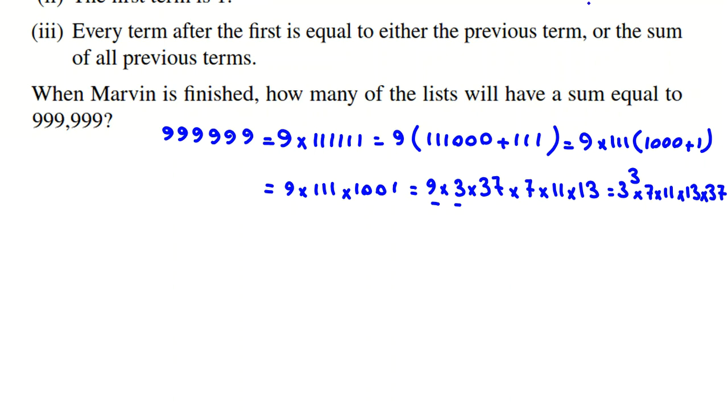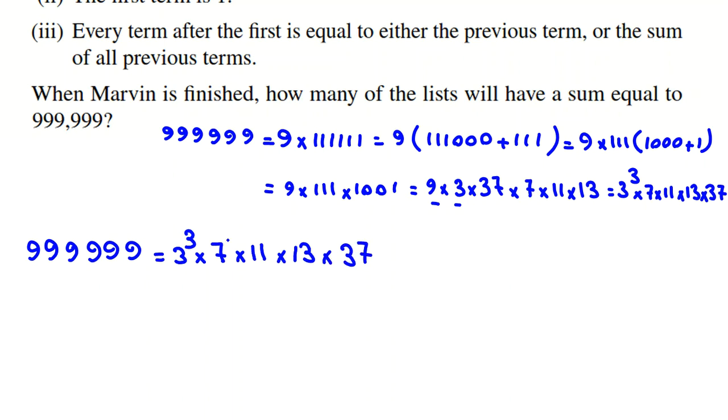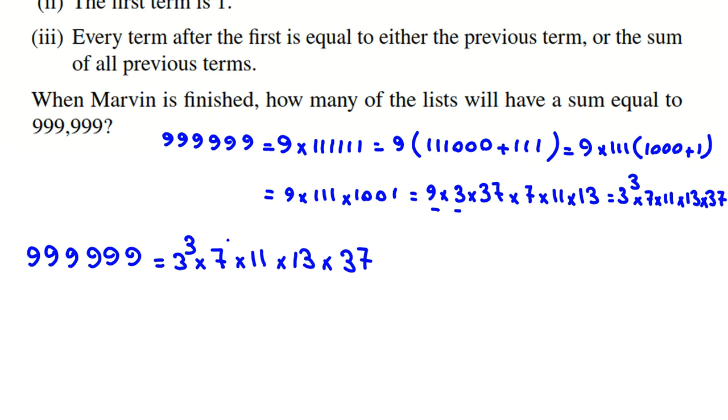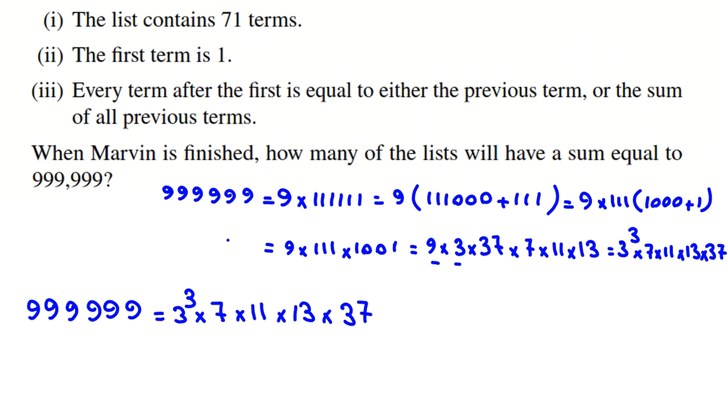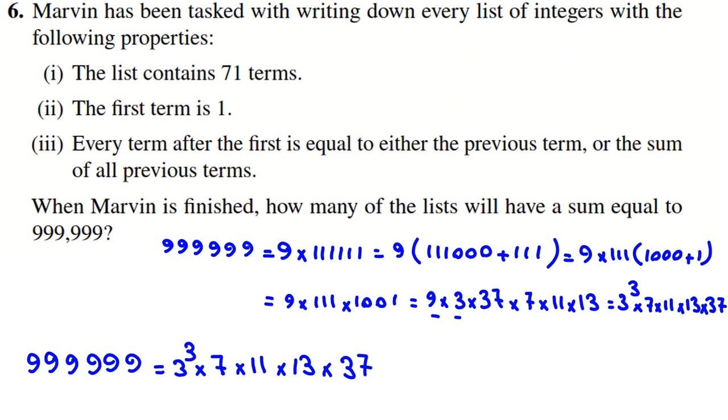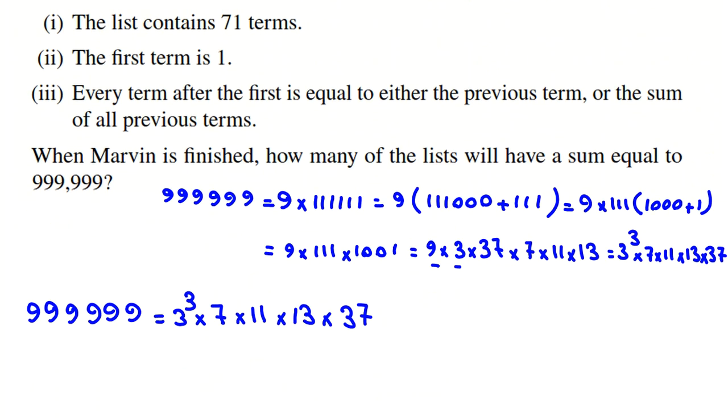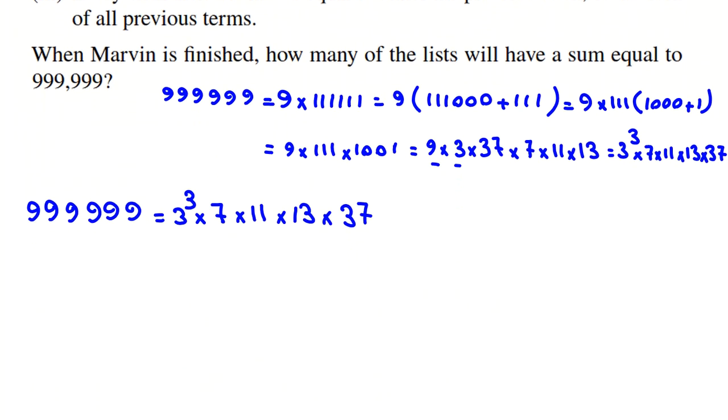Now let's check the sequences. It says the sum should be 999999, and we said 999999 equals 3 cubed times 7 times 11 times 13 times 37. Now we want to check small examples. It says the first term is 1 and each term is equal to either the previous term or the sum of all previous terms. So let's not consider the first condition; we only focus on conditions 2 and 3.